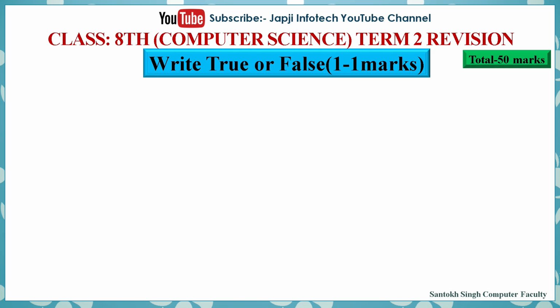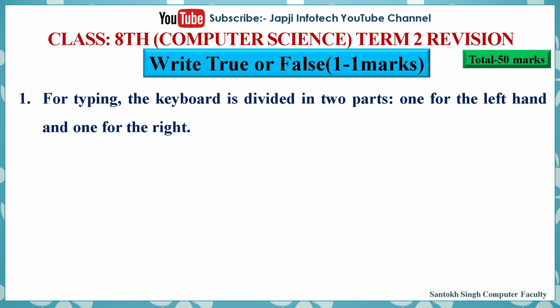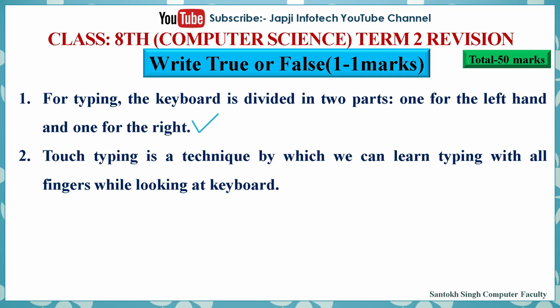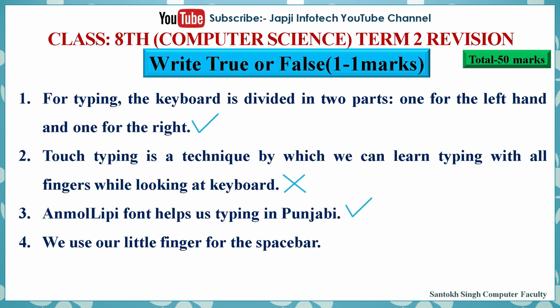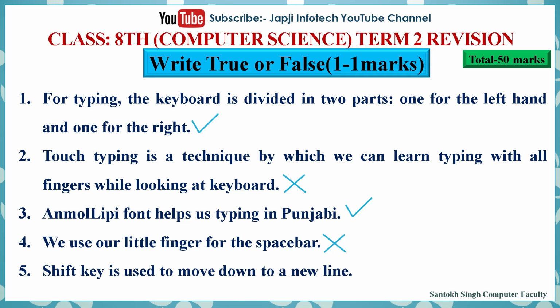So now we will learn about true or false, which is also carrying 1 mark. So the first one is, for typing, the keyboard is divided in two parts, one for the left hand and one for the right hand. Right. Second one is, touch typing is a technique by which we can learn typing with all fingers while looking at the keyboard. Wrong. Third one is, Anmol Lipi font helps us type in Punjabi. Right. Fourth one is, we use our little finger for the space bar. Wrong. Fifth one is, shift key is used to move down to a new line. Wrong.